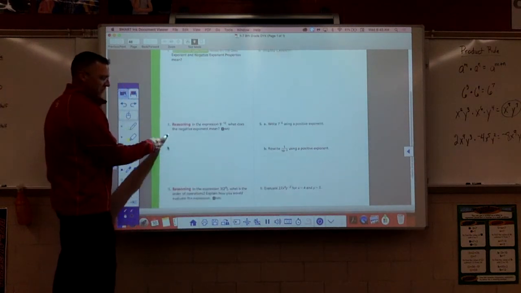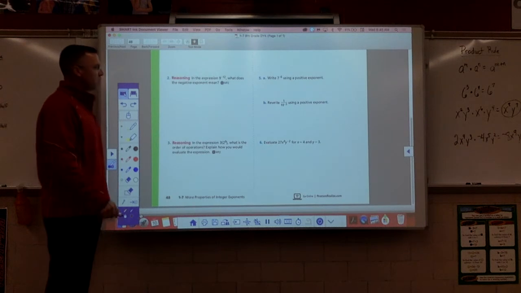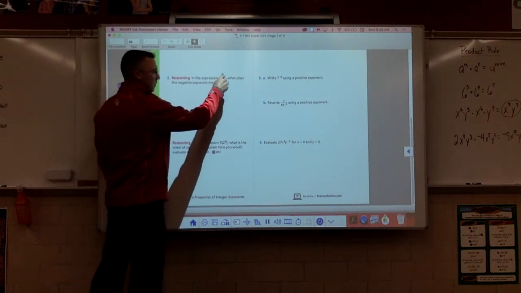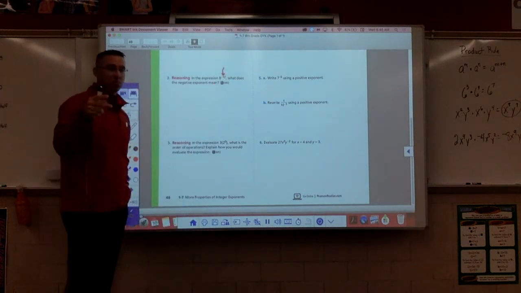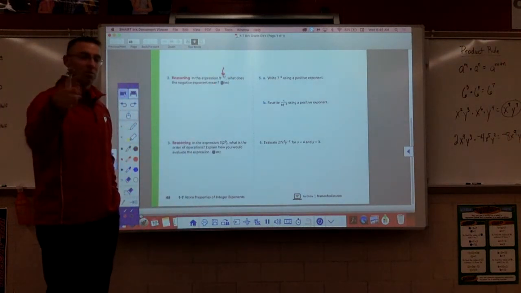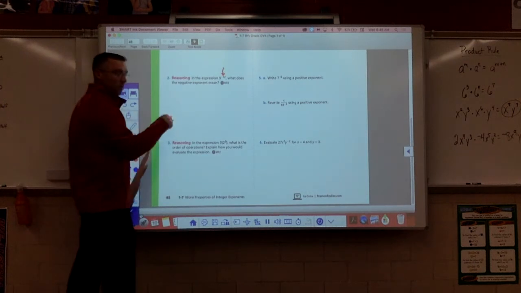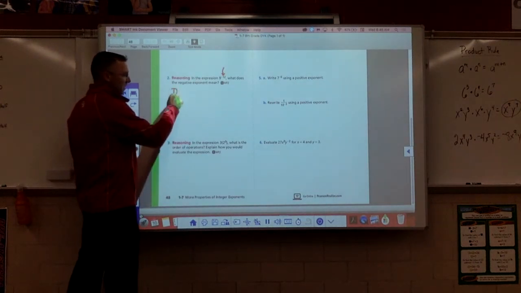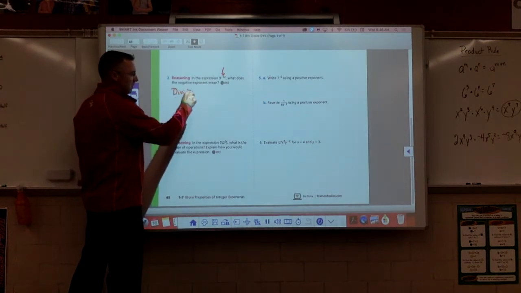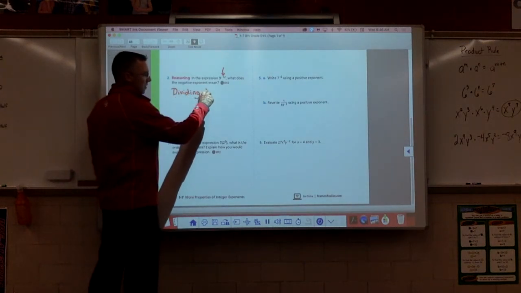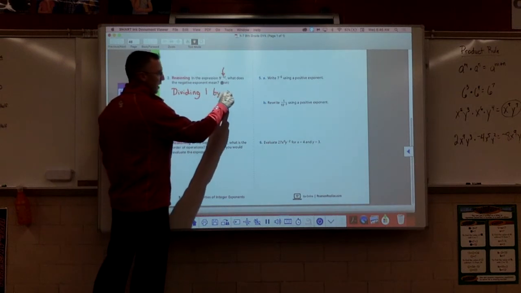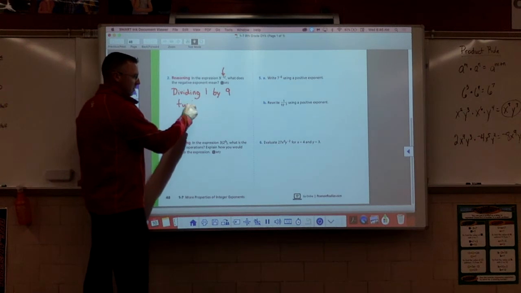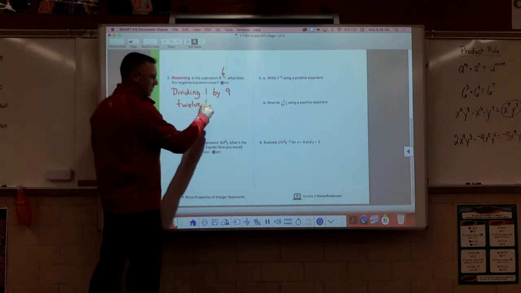Let's go to number 2. In the expression 9 to the negative 12th power, what does the negative exponent mean? First off, it means the number is going to be really, really small. And the reason why is because basically you are going to be dividing 1 by 9, 12 times.